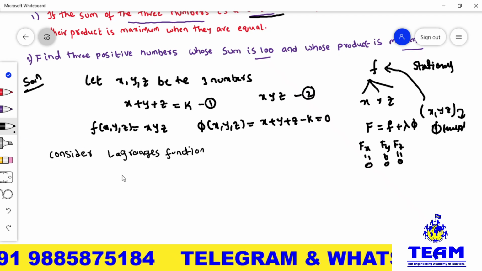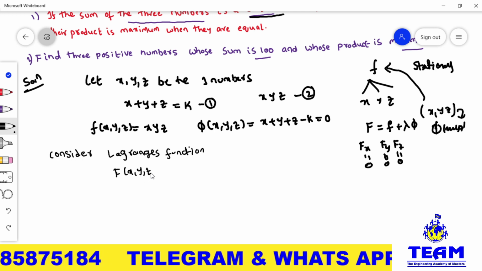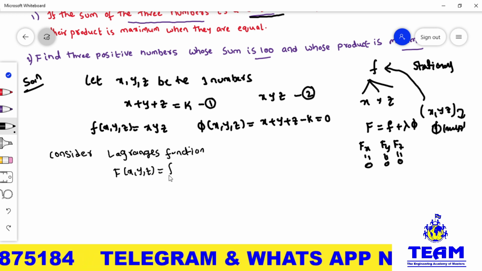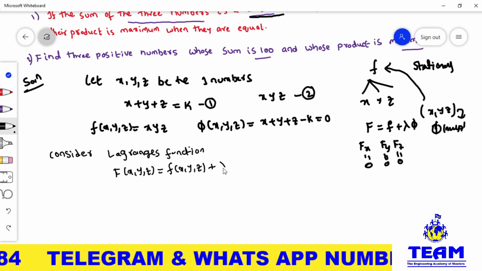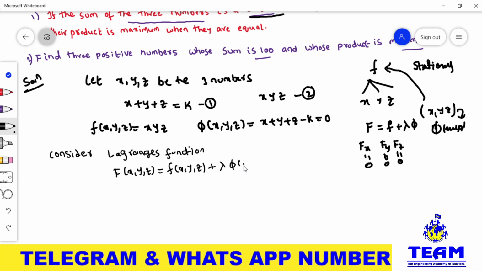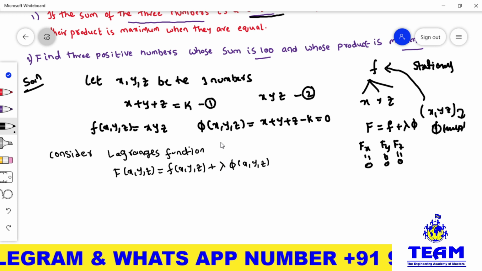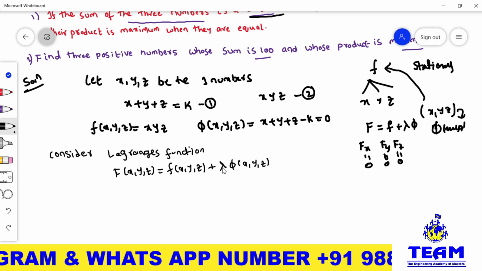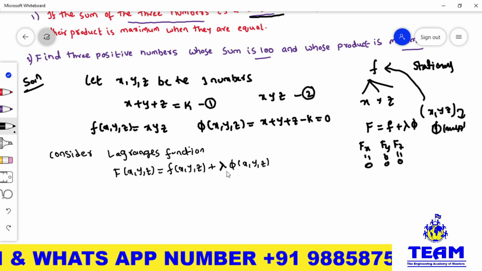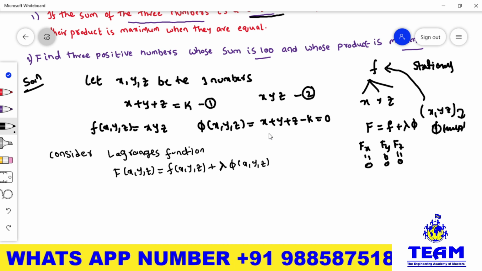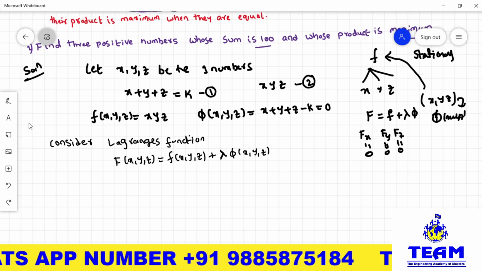Consider Lagrange's function capital F of x, y, z, which is equal to small f of x, y, z plus Lagrange's multiplier lambda into phi of x, y, z. Friends, here you observe, if you have only one condition, you will get only one Lagrange's multiplier. If you have more than one, like 2 or 3, then you will get lambda 1, lambda 2, lambda 3 respectively. Based on the conditions only, we take Lagrange's multipliers.